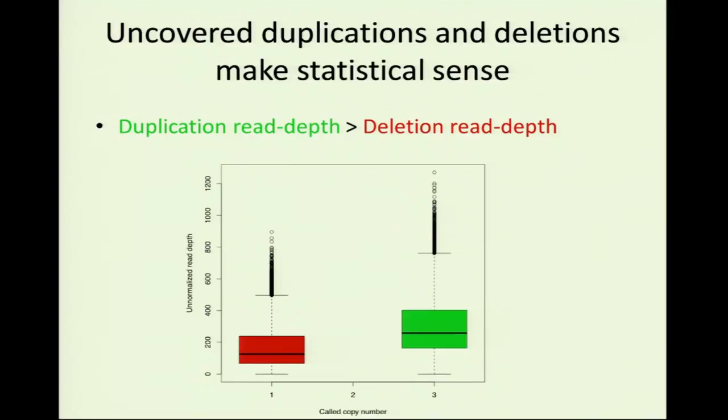This is just a sanity check of what happens when we look at the mean read depth, the unnormalized read depth, for duplications versus deletions. It's not like when we do the normalization, we reverse all the data or do something crazy. On average, the duplication calls, if you look at their original read depth, do have significantly higher read depth than the deletions.